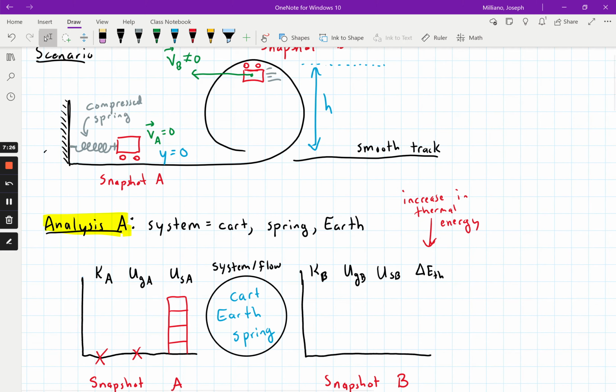Now, same sort of thought process, one at a time. Kinetic energy. The cart is in motion in snapshot B at the top of the loop, and so there is some kinetic energy. I'm only going to put 1 bar right now. I might come back and add more later. It is at a height above our chosen reference, and so there is some gravitational potential energy. There is a spring, but that spring is no longer compressed, and therefore there is 0 spring potential energy. And this was a smooth track, and so there is no increase in thermal energy.